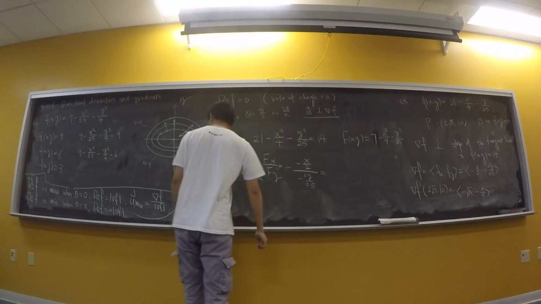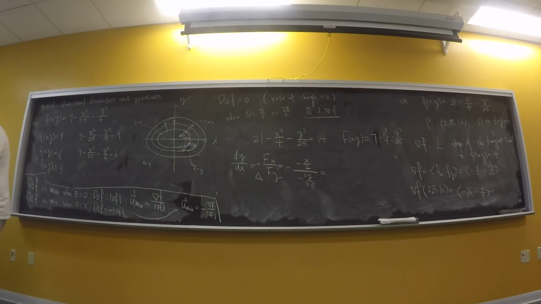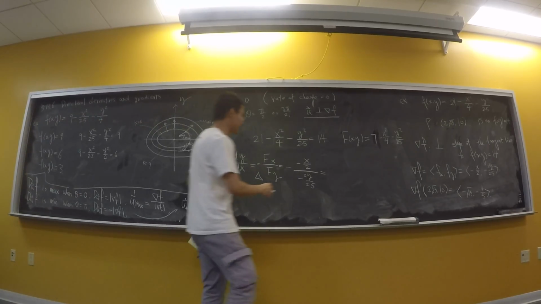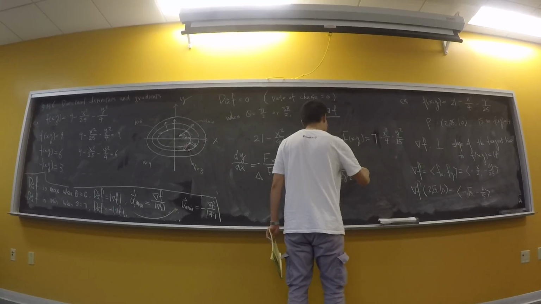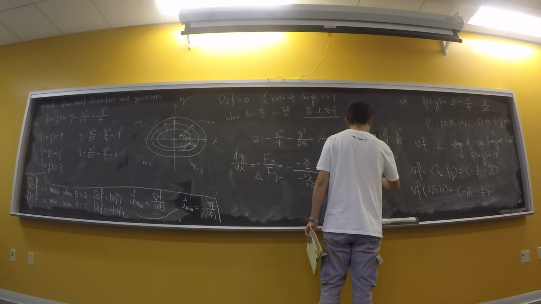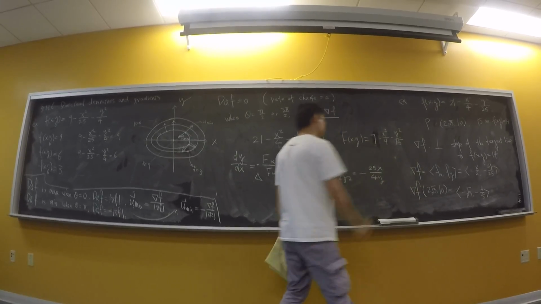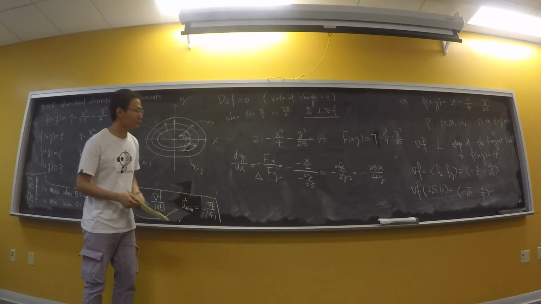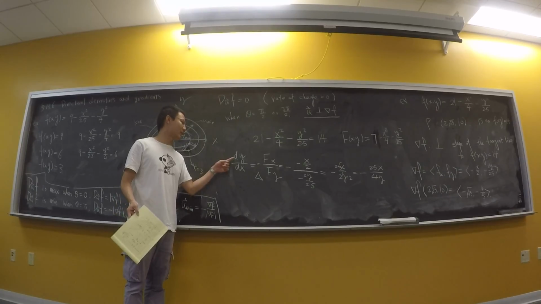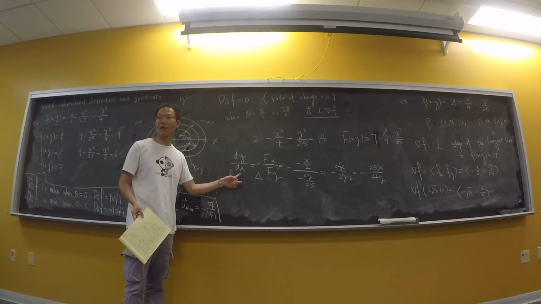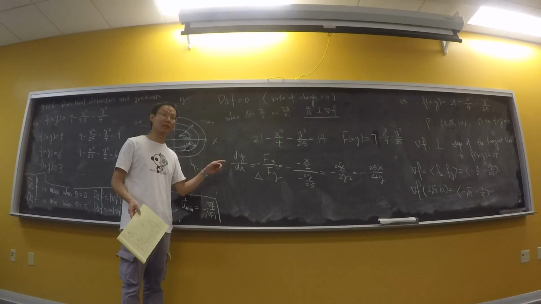So in the end, what we have is minus x divided by y. I have a 2 and 25, and I have a 2 right here. So in the end, I have minus 25x divided by 4y. Okay? That's our derivative of y with respect to x from the implicit differentiation.